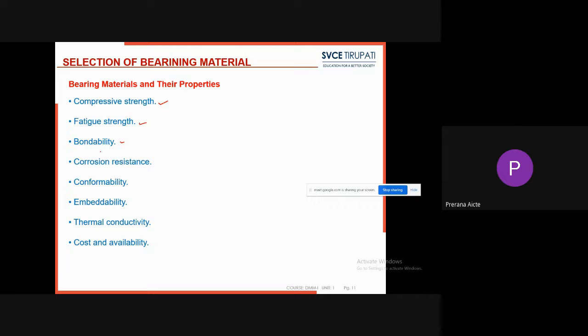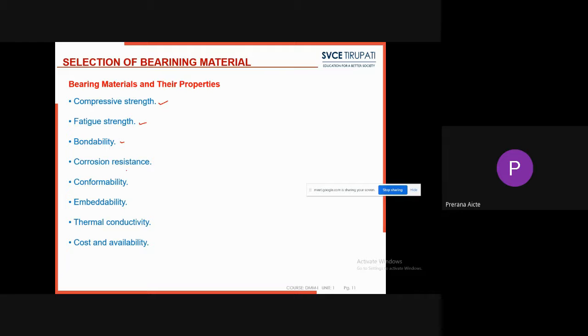Okay? So corrosion is obviously very low. Why? Because in the bearing surface we use lubrication oils, and the lubrication oil will create some rust formation. That's why whatever material we select should have a high corrosion resistance. Sorry, low corrosion.